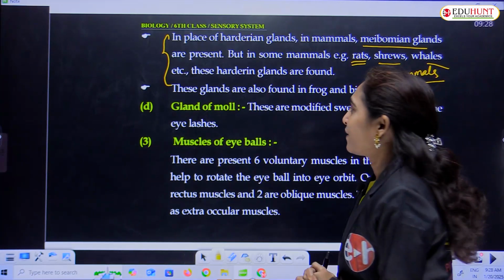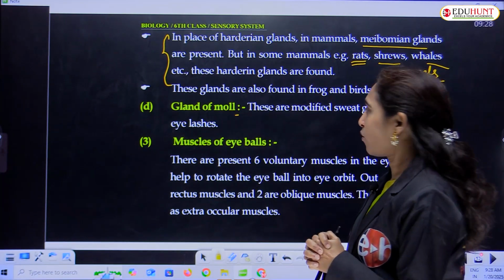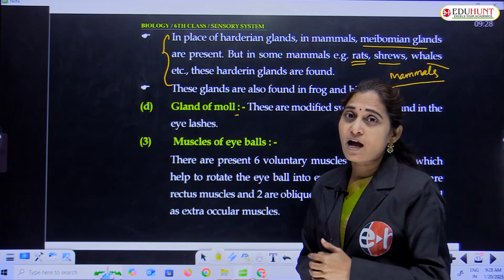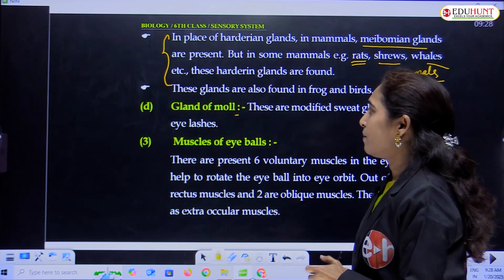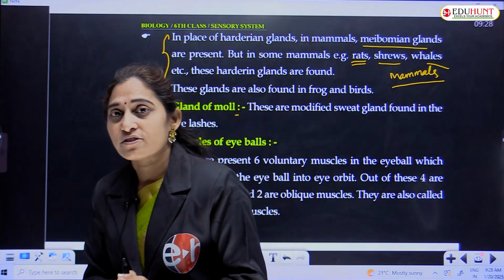Next one is gland of Moll. These are modified sweat glands. Watery secretions, they secrete and they are present near the eyelashes. These three are the glands and their secretions.